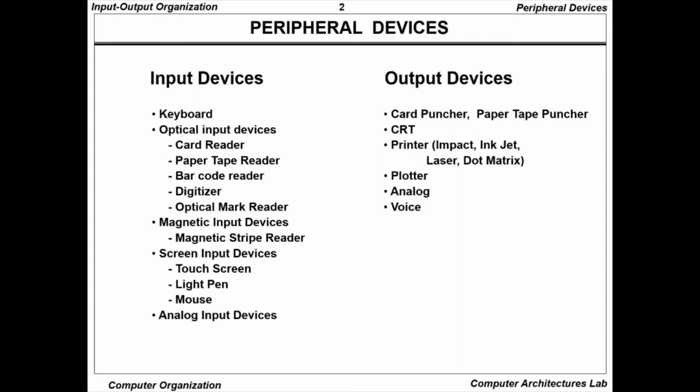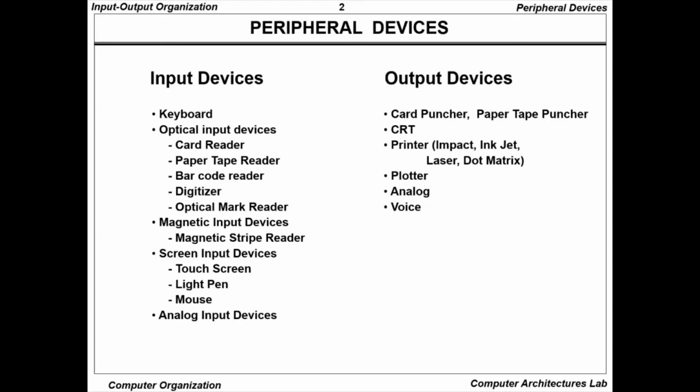So what are input devices? Everybody knows that it is the keyboard, and optical input-output devices, magnetic input devices, screen input devices, and analog input devices. And we have the output devices: card puncher, paper tape puncher, CRT, printer, plotter, and analog voice. So these are the different kinds of input devices and output devices.